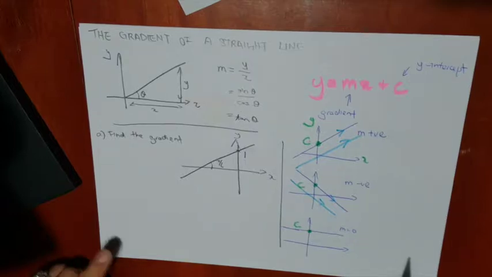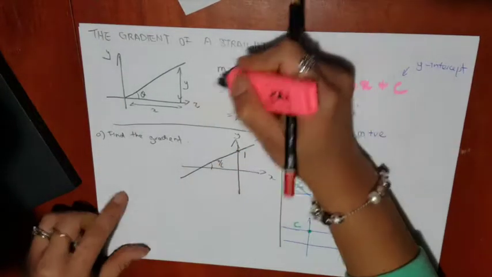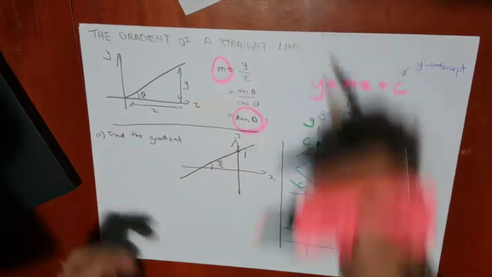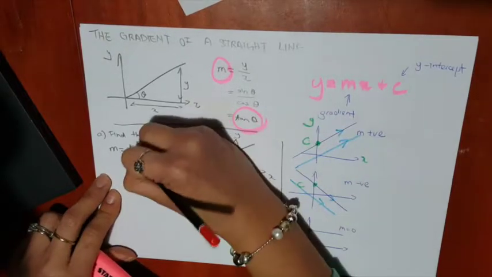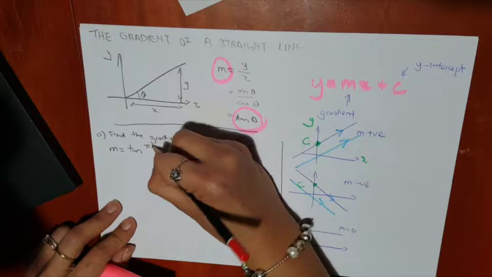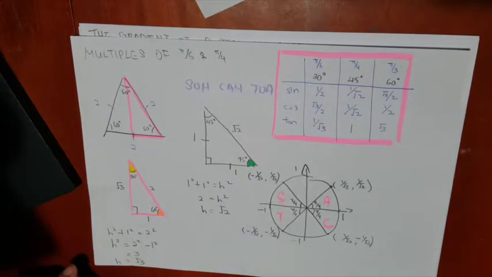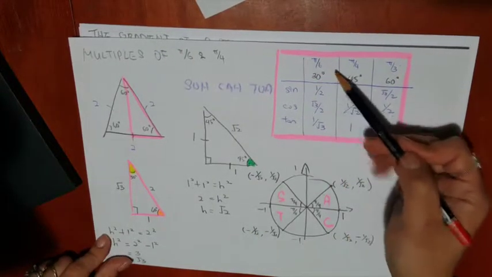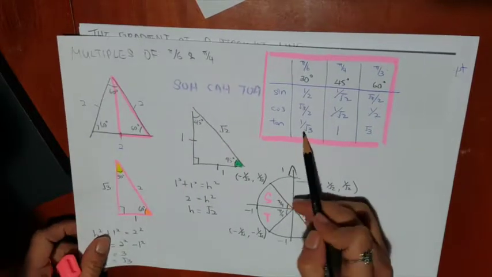Okay, so how do you find the gradient? As we have learned just now, the gradient is the m, which is the tangent theta. But in this case, the tangent theta is tangent pi over 6. So what's tangent pi over 6? We need to refer back to this table here. Tangent pi over 6 has a value of 1 over square root 3. So let's just copy this down. 1 over square root 3.